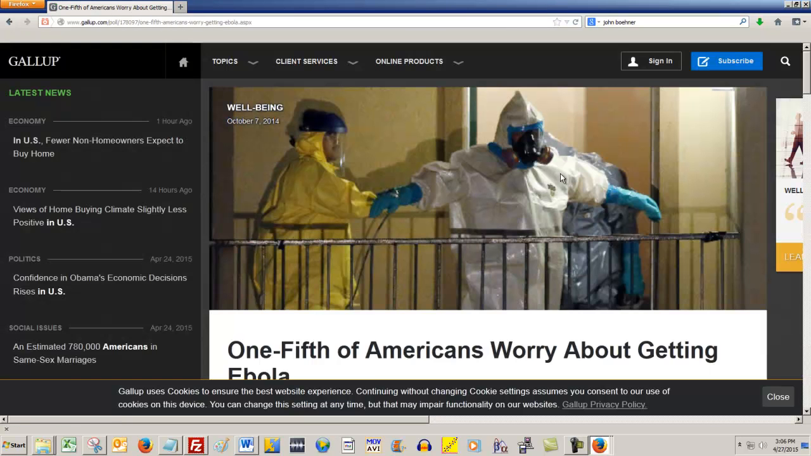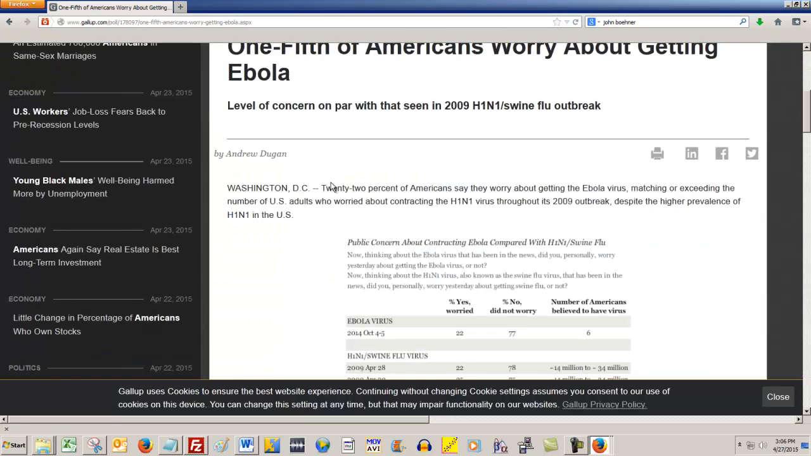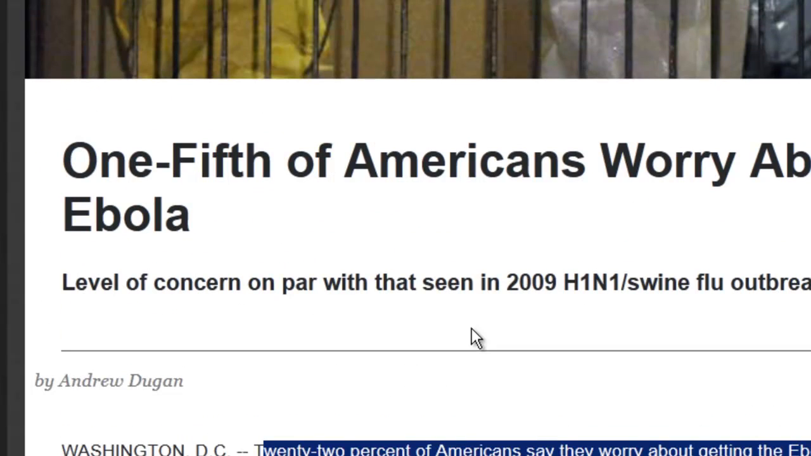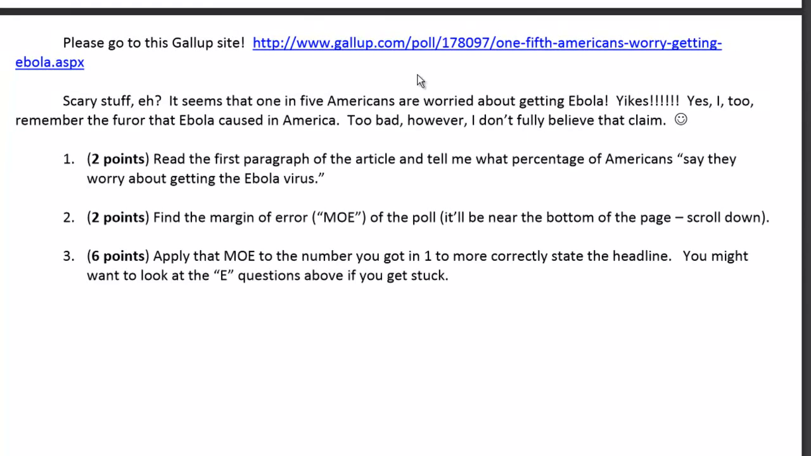Okay, well, here's a scary picture of a guy in a suit. 22% of Americans say they worry about getting the Ebola virus. So the 1/5 of Americans, they're rounding that off. Yes. Level of concern on par with that seen in the 2009 swine flu. Remember swine flu? That was all the rage a few years ago. Yes, we like our flus. Okay. So that's the first 2 points.